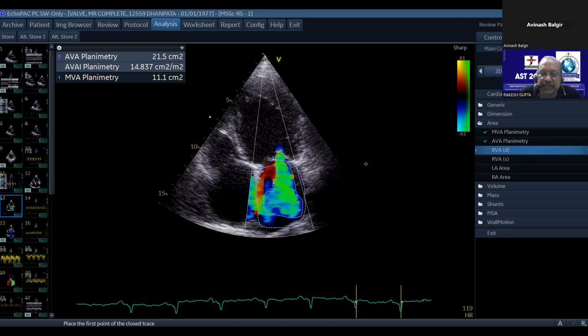Yeah, go ahead, your question was there. Sir, just want to ask, are vena contracta and cusp separation one and the same, because we are measuring both in the plaques window, and is the severity measurement also the same for both? Yeah, vena contracta and cusp separation are two different things. Vena contracta is a jet which is originating between the two cusps.